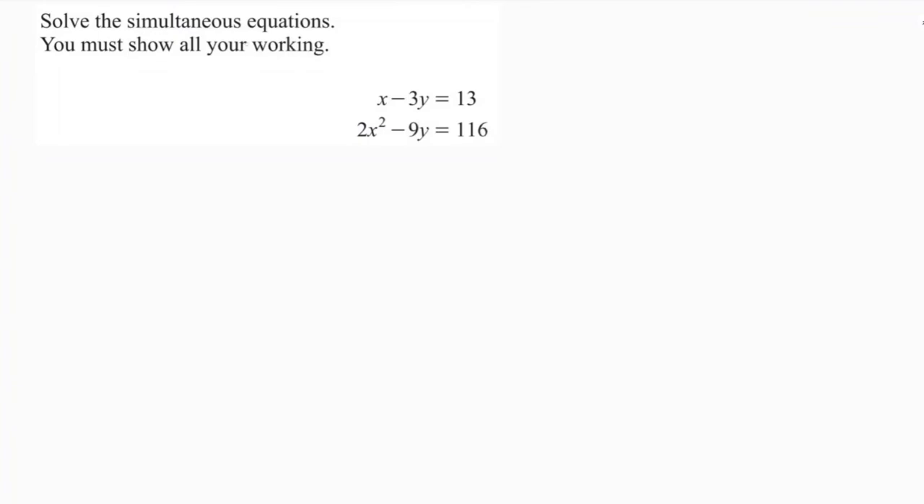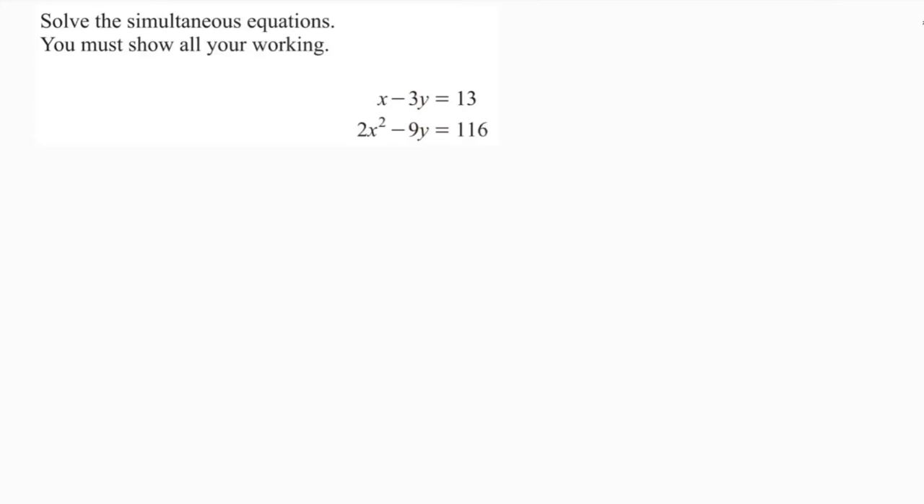Solve the simultaneous equations, you must show all your working. x minus 3y equals 13, first equation. Second equation is 2x square minus 9y equals 116. See, from the first equation, I'll make y the subject, because here already x square is there. So I'll make y the subject, and that y value I'll substitute over here.